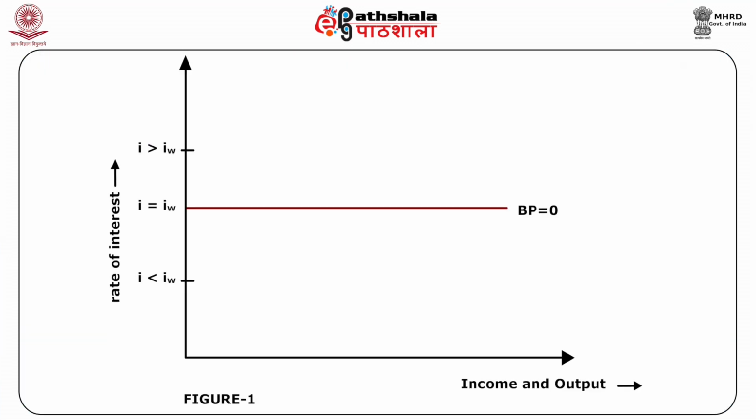The balance of payment equal to zero line is parallel to the x-axis. Due to the assumption of perfect capital mobility, when the domestic and world interest rates are the same, we have external balance. When the domestic interest rate is more than the world rate of interest, there will be unlimited capital inflow and there will be a surplus in the balance of payments.